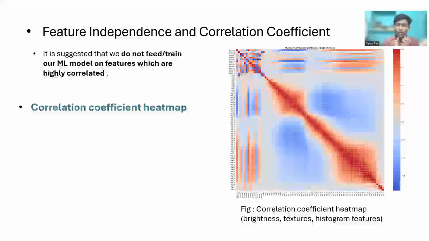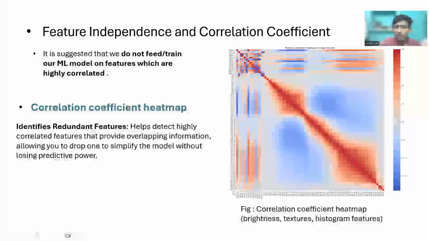It tells us how much one feature vector is linearly dependent upon the other feature vector, right? You can learn by clicking on this link, correlation coefficient heat map. You can directly go and look at how it is calculated. For the mathematical intuition, Wikipedia is a great source to learn about it. So what does the correlation coefficient heat map do? It helps detect highly correlated features that provide overlapping information, allowing you to drop one to simplify the model without losing its predictive power.